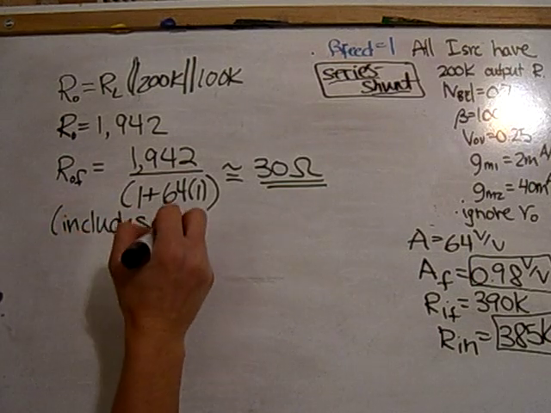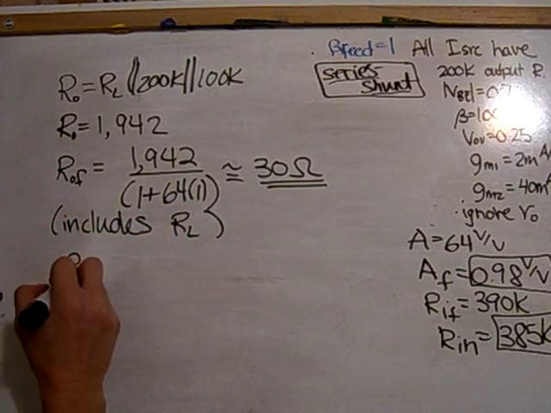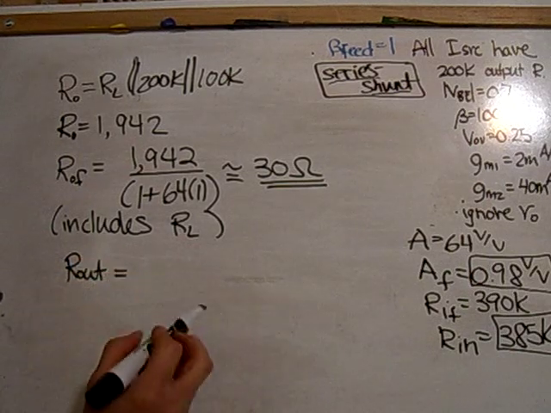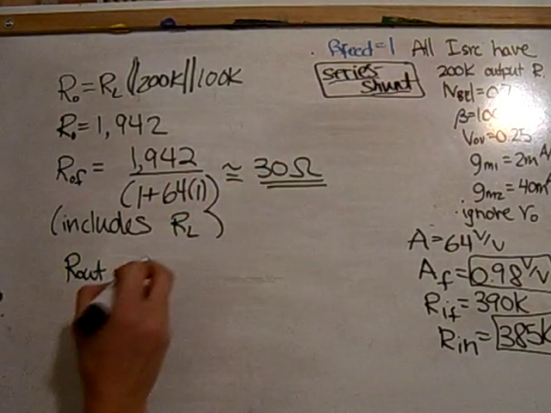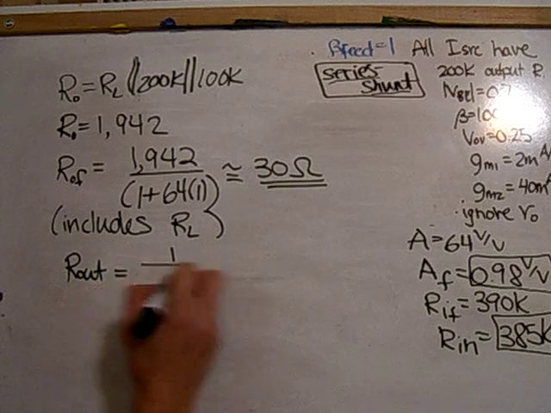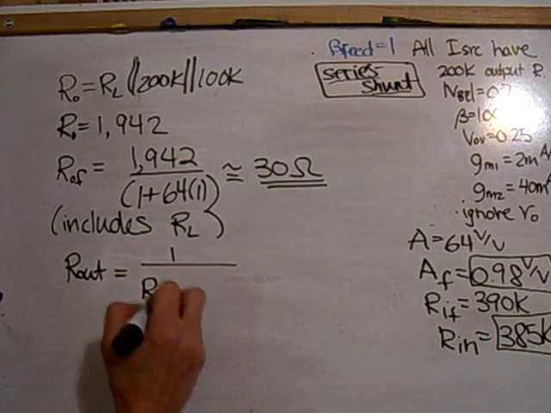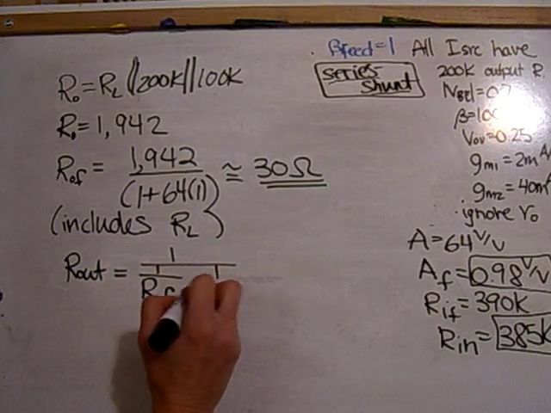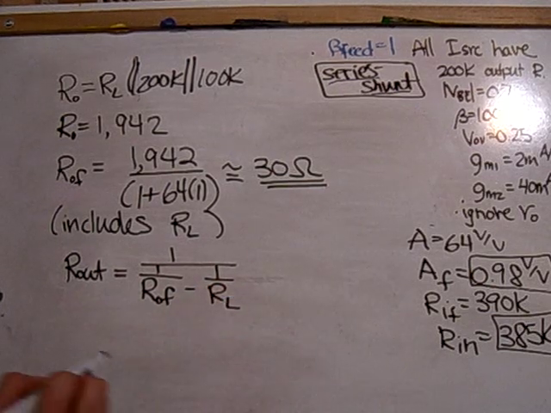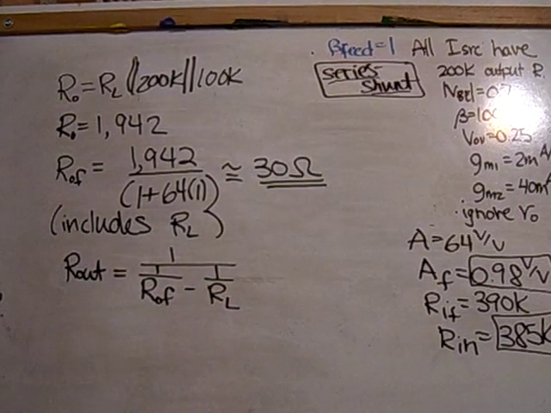This includes, though, RL. To remove RL to get R out, this is a shunt, which means it's in parallel, so I have to take 1 over ROF minus 1 over RL to get the actual value for R out.